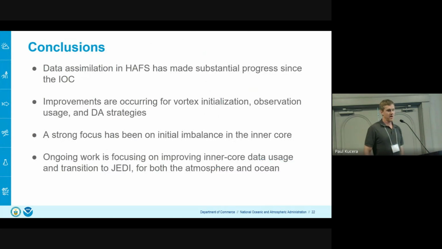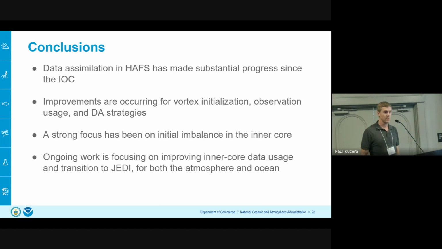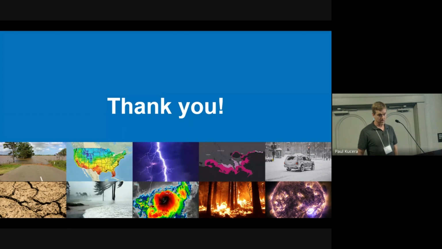So in conclusion, DA in HAFS has made substantial progress since the IOC. The improvements are occurring for vortex initialization, still an important component of the system, as well as observation usage and DA strategies. We have a strong focus on the initial imbalancing in the inner core, and I think we're going to have some implementations of some of these strategies going into perhaps even the next version of HAFS, and then some further, more advanced developments are possible in future versions. And finally, ongoing work is focusing on improving the inner core data usage and the transition to JEDI, both for the atmosphere and the ocean. And that is all I have. Thank you.